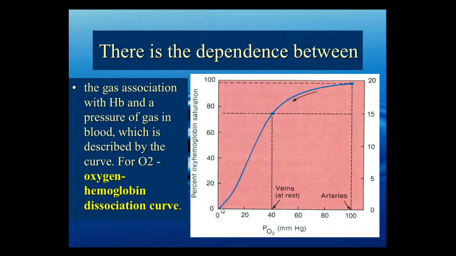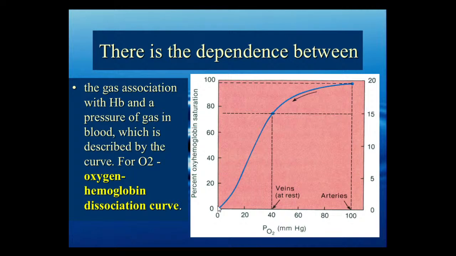This process, formation of all these combinations, all these forms of transportation, can be described by a curve of dissociation for oxygen and for carbon dioxide. Usually we consider and use estimation of this transportation for oxygen.